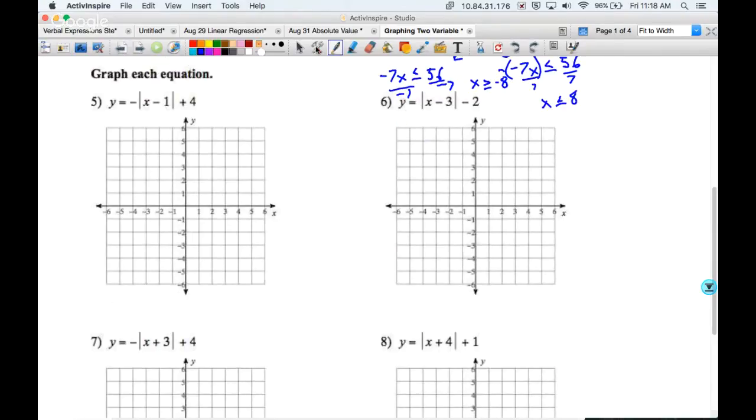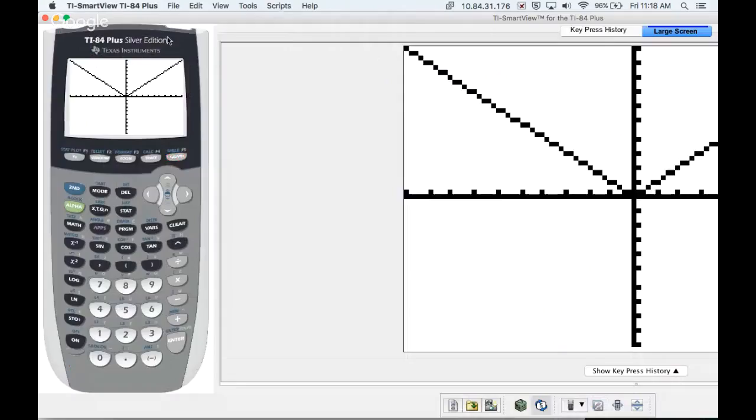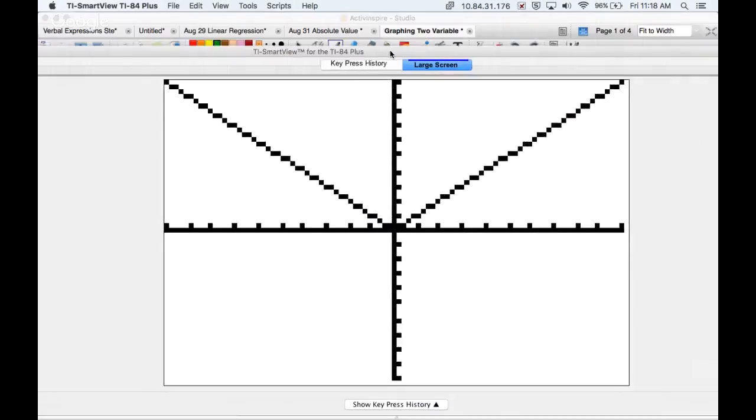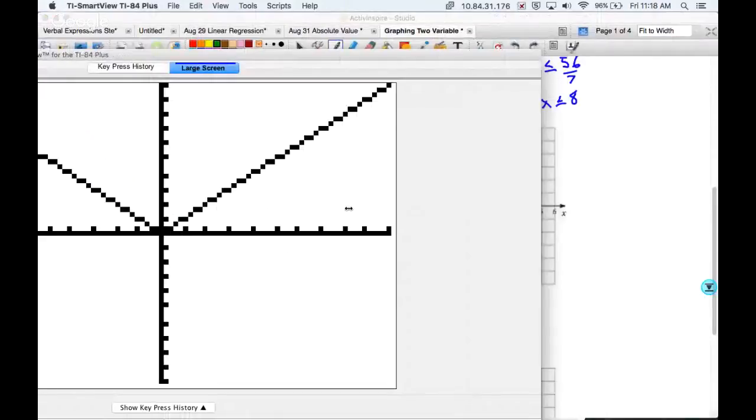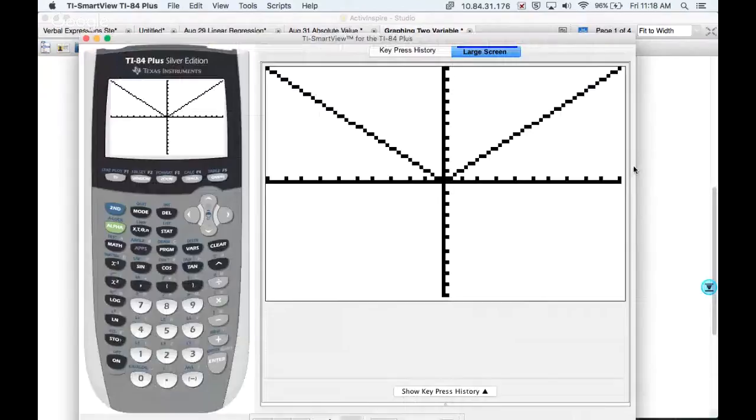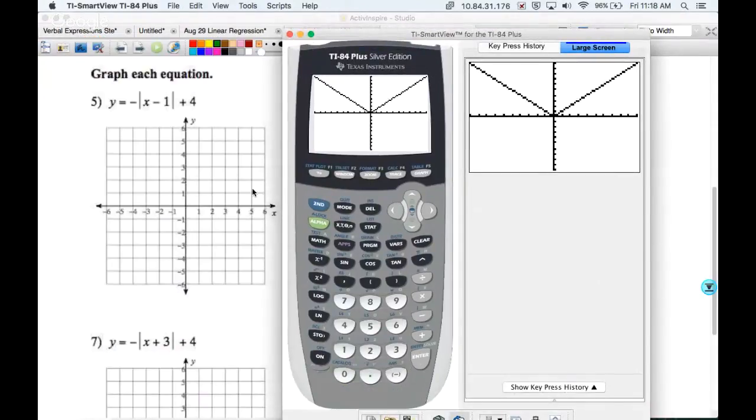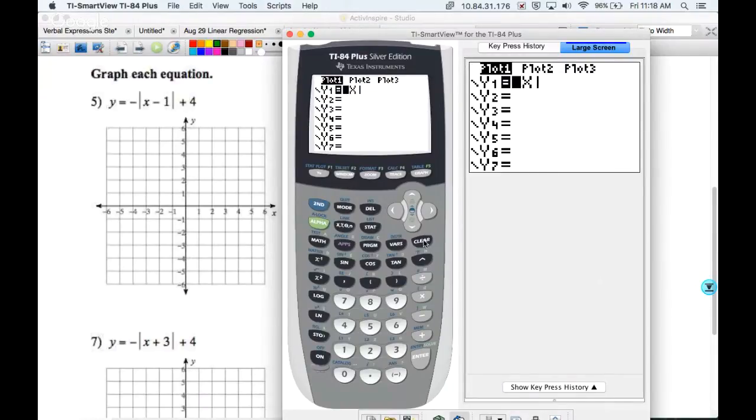Graph each equation. Now, at this point, when we're graphing these equations, I want you to know how to do it in your calculator. Soon we'll be able to do it by hand, but for this homework, I want you to know how to do it in the calculator, and then we'll start doing it by hand on the next homework. To input an equation like number 5, I need to go to my y equals, clear anything out that you see in here. Make sure you got a blank slate.